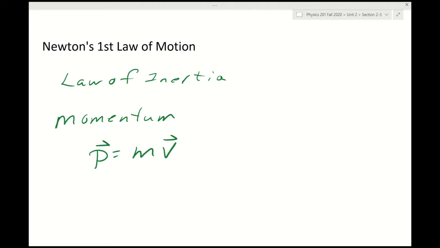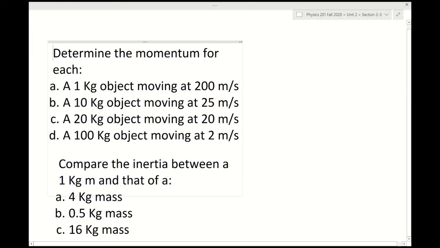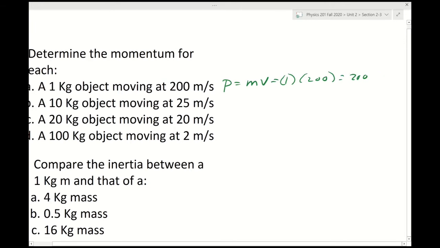So if we need to determine the momentum for an object that is moving at 200 meters per second and has a mass of 1 kilogram, the scalar is just mv. So that's going to simply be 1 times 200. Now, depending on how you want to write it, it's either kilogram meter per second, or Newton seconds.